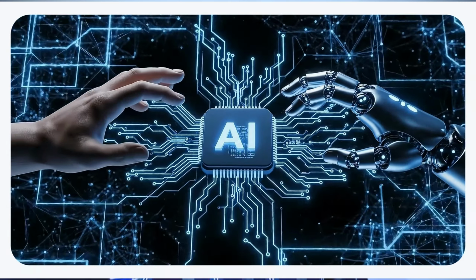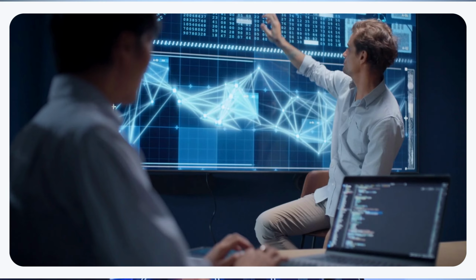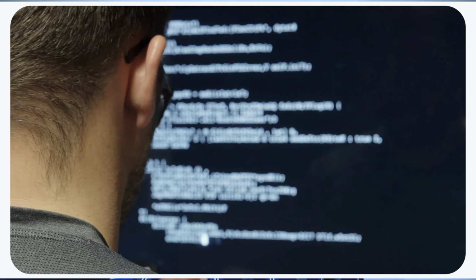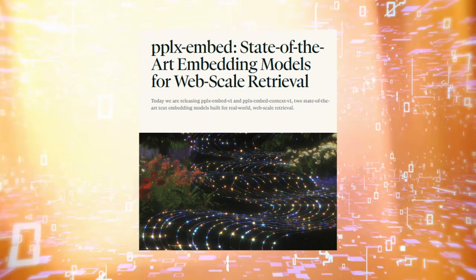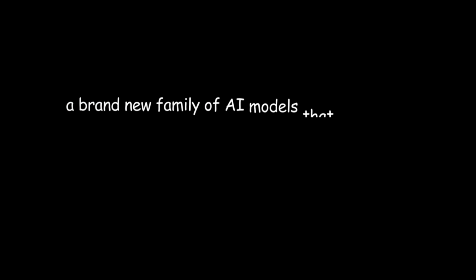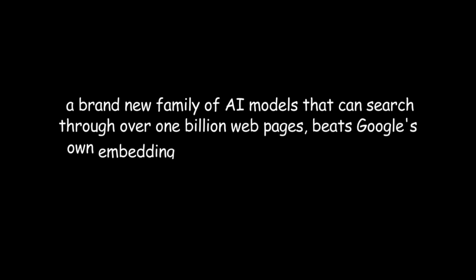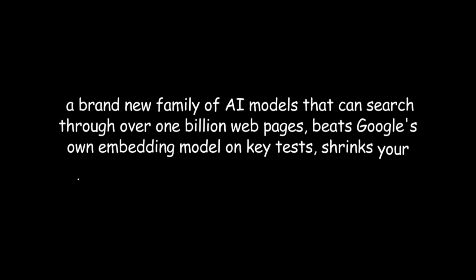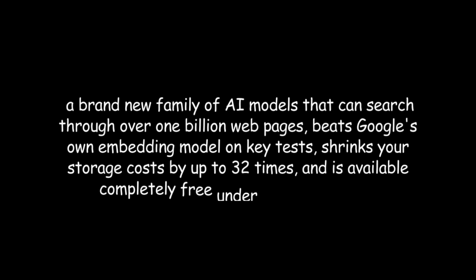Perplexity just dropped something that nobody in the AI search world expected. And honestly, the developer community is still figuring out what this means for everyone building AI apps. We are talking about pplx-embed, a brand new family of AI models that can search through over 1 billion web pages, beats Google's own embedding model on key tests, shrinks your storage cost by up to 32 times, and is available completely free under the MIT license.